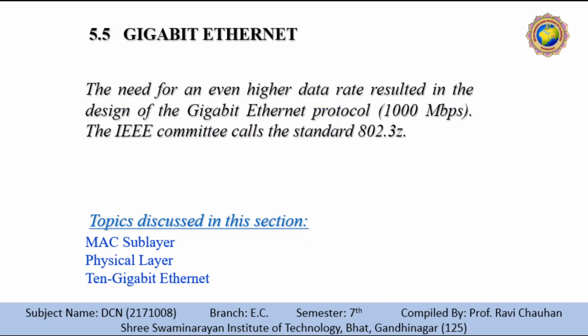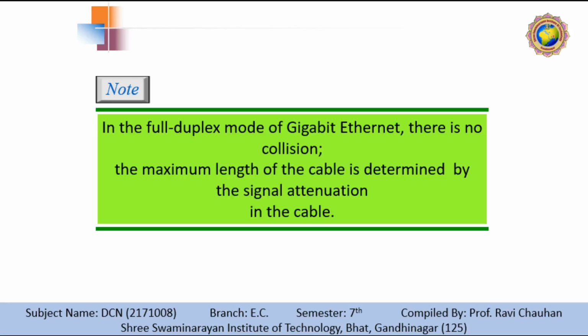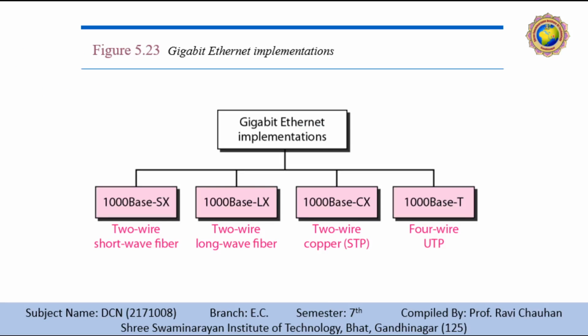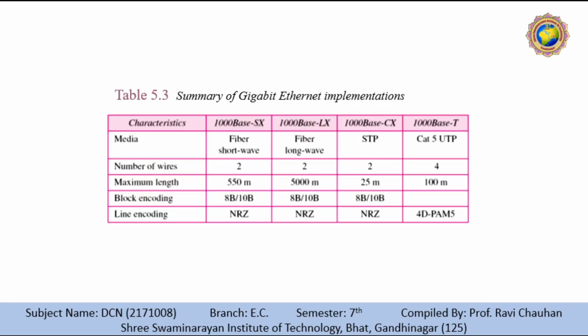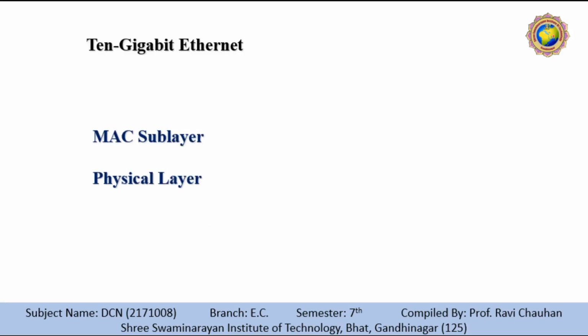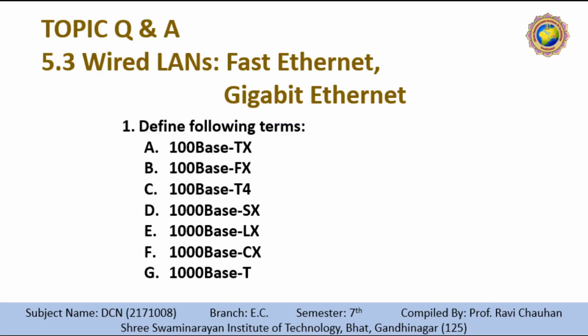Then we have seen gigabit Ethernet, its goal, the MAC sublayer, full duplex mode, physical topologies in gigabit Ethernet, then encoding scheme, then a summary of gigabit Ethernet. After that, 10 gigabit Ethernet was introduced, the MAC sublayer, and the physical layer used. Then at last the summary.